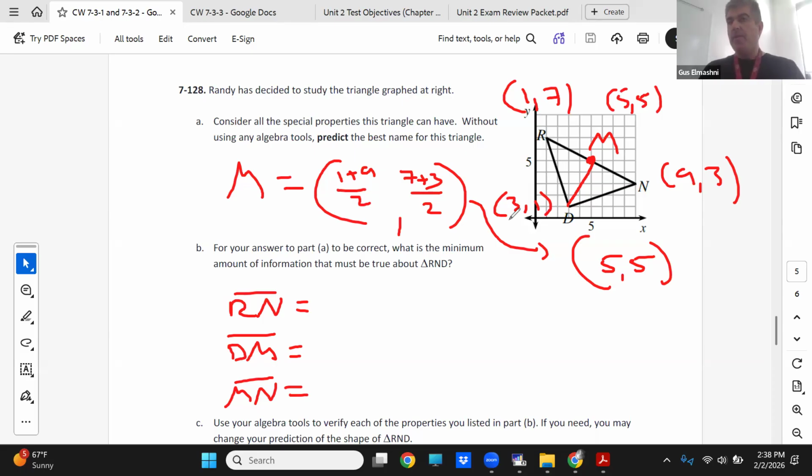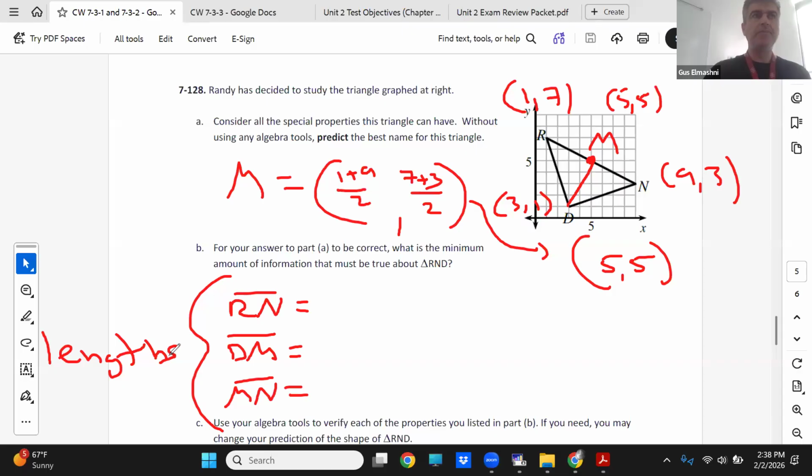So we have to find all these segments. Why don't you go and do that right now? Find what RN is, find what DM is, find what MN is, leave it in exact form, so radical form. We're finding lengths, guys, not slopes now. What was the point of finding the midpoint? You'll see in a moment.